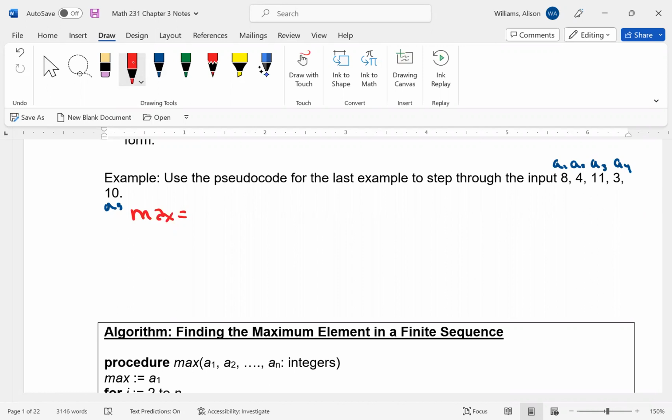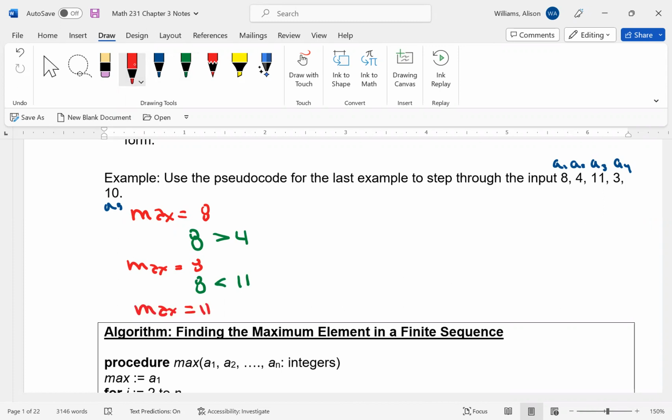So labeling max right now is going to be the first term of the sequence automatically. And then we're going to compare this term to the next term of the sequence. Comparing 8 and 4, I see that 8 is bigger, so the max stays 8. Then I'm going to compare the max with the next term in the sequence. So I'm going to compare 8 with 11, and this time 11's bigger, so the max now becomes 11.